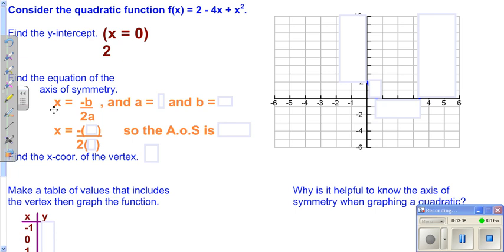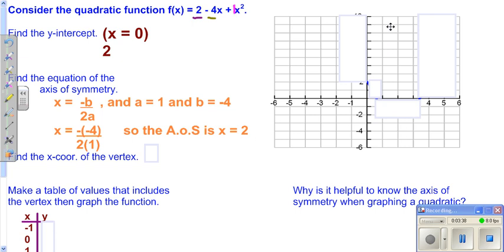Finding your axis of symmetry, you need to find a, b, and c. Your a is what's in front of your squared term. Your b is what's in front of your x to the first power, and then your c is the term that's all by itself with no variables. Then you want to go ahead, take your a, b, and c, and plug them in here. Your a, once again, is your 1. Your b is your negative 4, plugging it in, simplifying it down, and you get 2. So your axis of symmetry is x equaling 2.